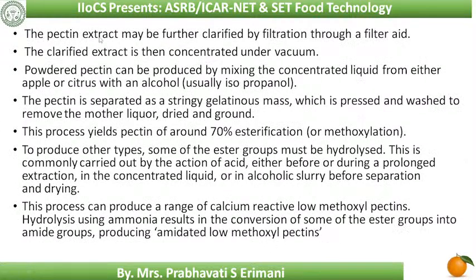The pectin extract may be further clarified by filtration through a filter aid. So the clarified extract is then concentrated under vacuum. Powdered pectin can be produced by mixing the concentrated liquid from either apple or citrus with an alcohol. Okay, so first the liquid is extracted, next it is clarified and filtered, and it is concentrated in the vacuum.